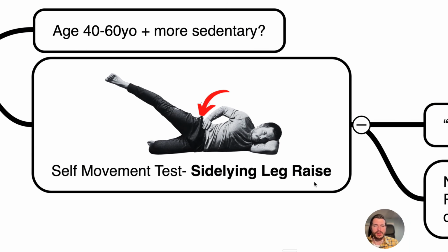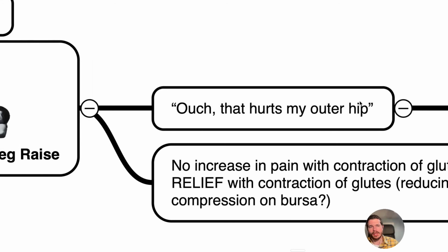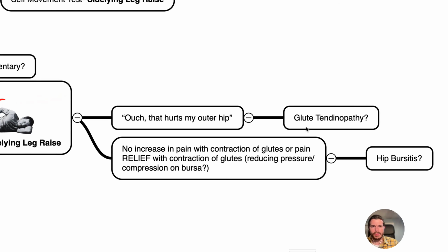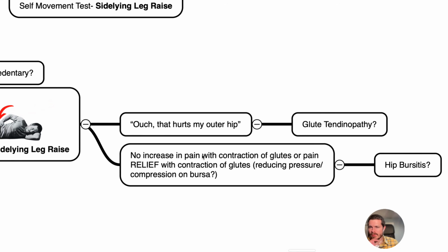Now, I would still suggest you go through the same self-movement test, and this is more based off my experience. Go ahead, lie on your side and raise the affected leg up. If you say, ouch, that hurts your outer hip, then again, probably more glute tendinopathy. But if you do this and it doesn't increase your pain, remember the bursa can't contract. You could be causing some compression of the glute tendon over top of the bursa, but let's just say you're like, meh, it doesn't really cause a problem.